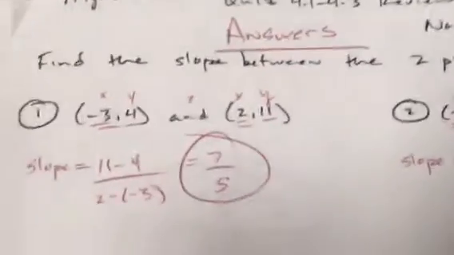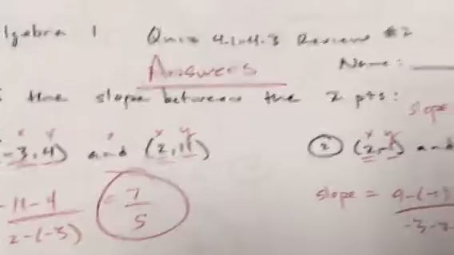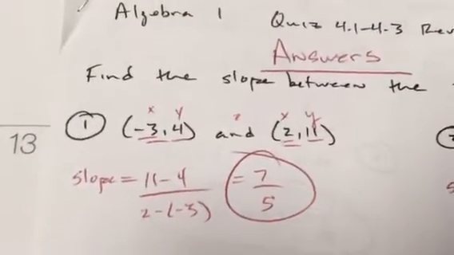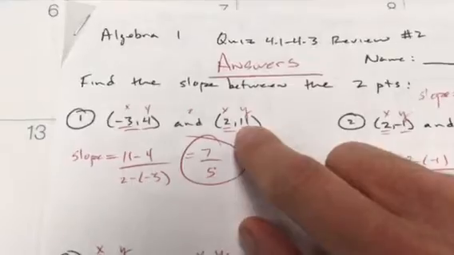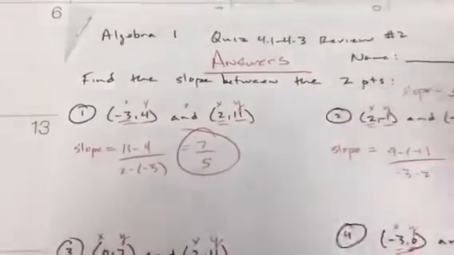All right, anyway, folks, here are the answers for your review number 2. Guys, slope is the difference of y over the difference of x. So just take the bigger y minus the smaller y all over whatever went with the bigger y. So if I pick 11 as the bigger y, I have to start with 2 minus a negative 3.